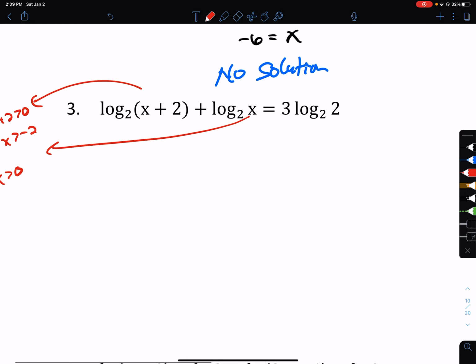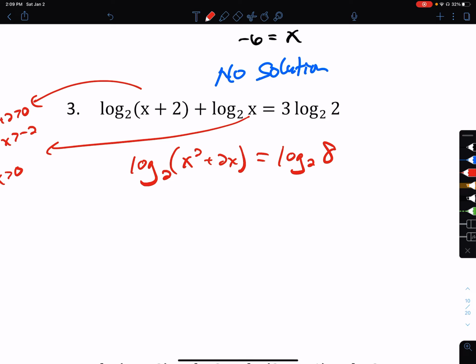All right, on the left, we can add these two together by using the product property, log base 2 of x squared plus 2x. I have multiplied the arguments. On the right, I'm going to use the power property and write this as log base 2 of 8. The reason, tell you what, I could actually do that simpler.